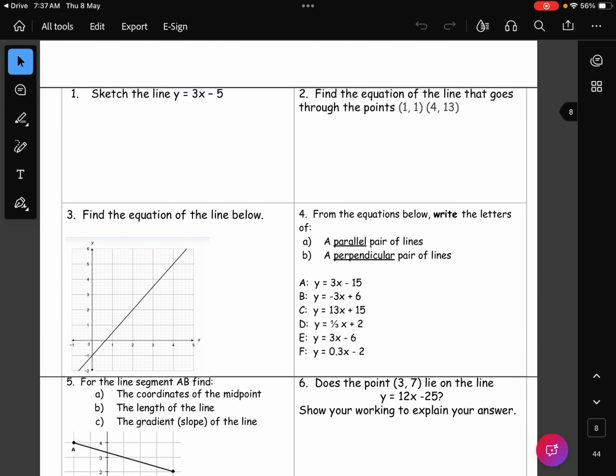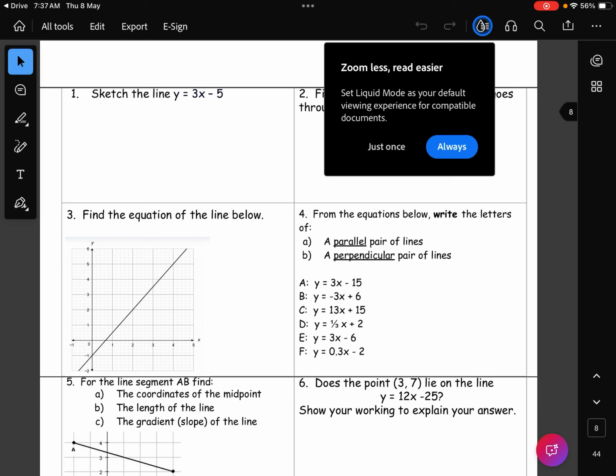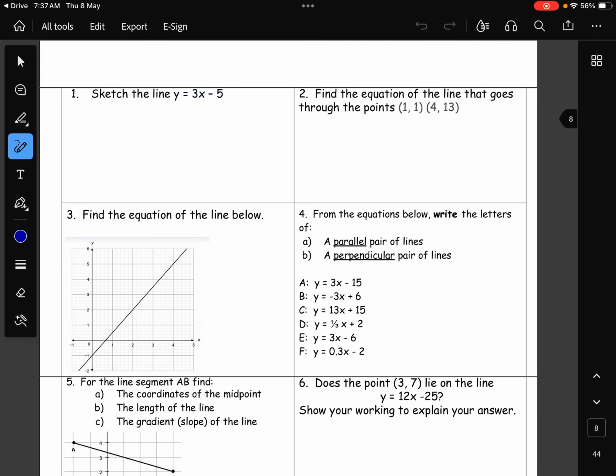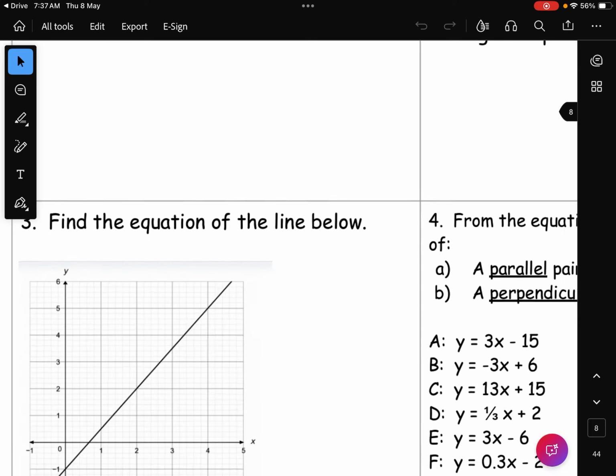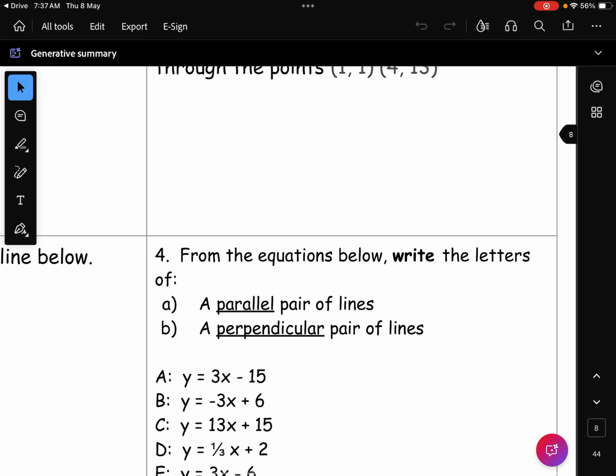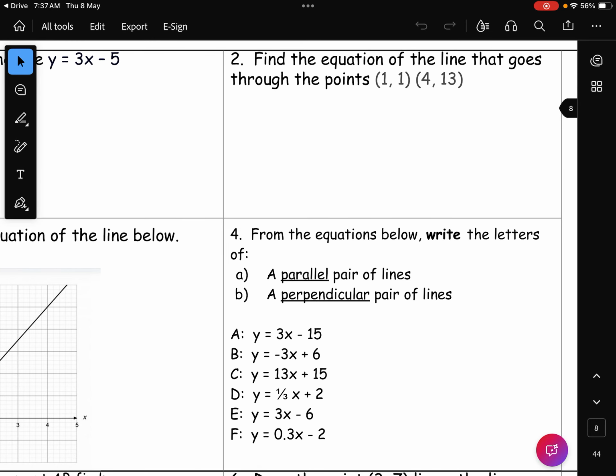Alright, so let's get back to the second question. And it says find the equation of the line that goes through the points (1, 1) and (4, 13). Okay, now before we do that, let's talk about the concepts needed for this question.